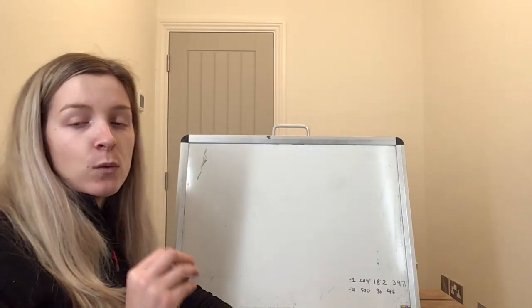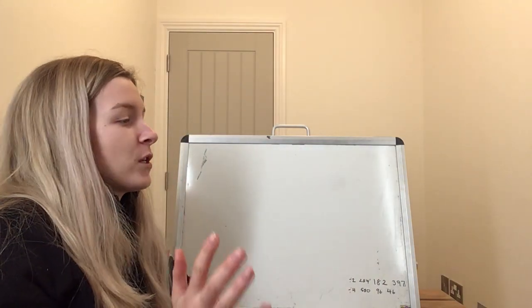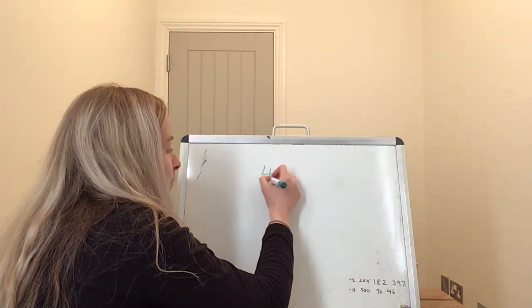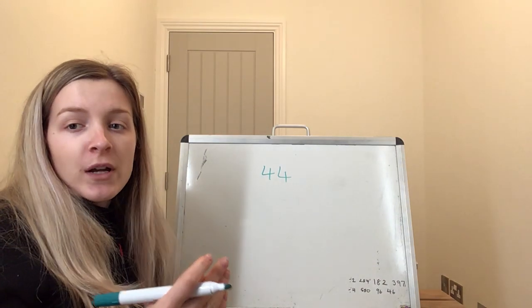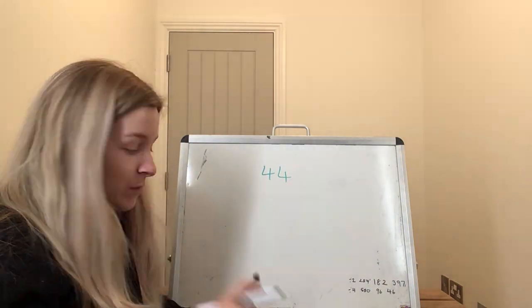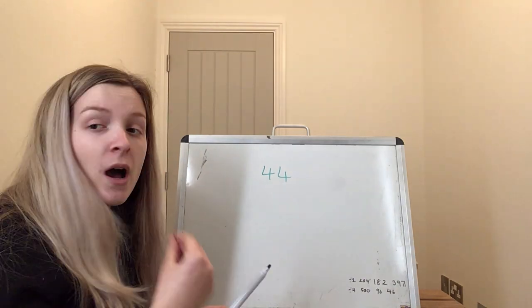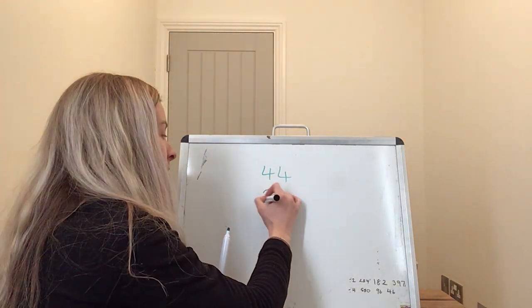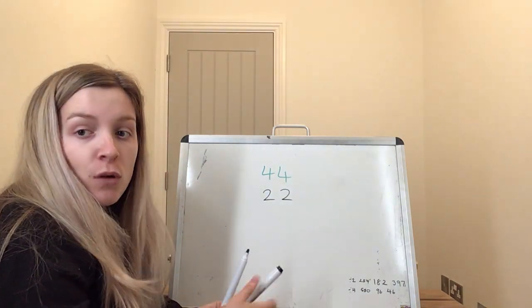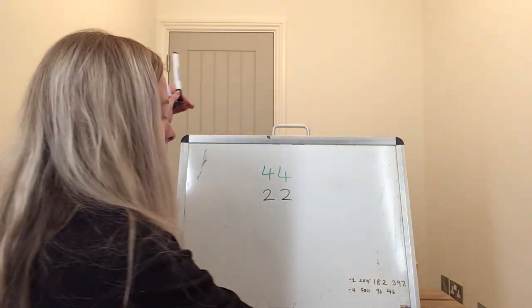Let's decide whether these numbers are divisible by 2 or not. So, nice easy one to start off with. Let's start off with that number then, 44. Divisible by 2 or not? You should be saying, yes, Miss Palmer, it's divisible by 2. I can half this number, 22. Half of 4 is 2. Half of 4 again is 2, 22. Okay?